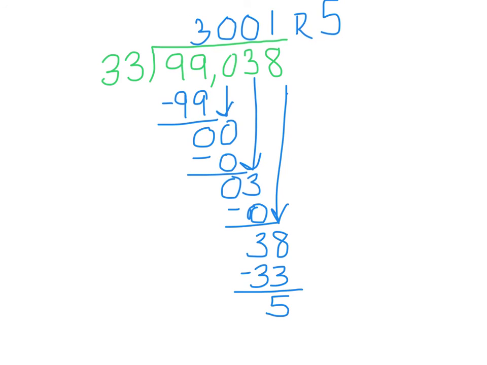If I had skipped those zeros, thinking they're not important, I would have ended up with 31 remainder 5. So that's a way different number, and that would be incorrect. So don't forget to put the zeros down. They're very important.